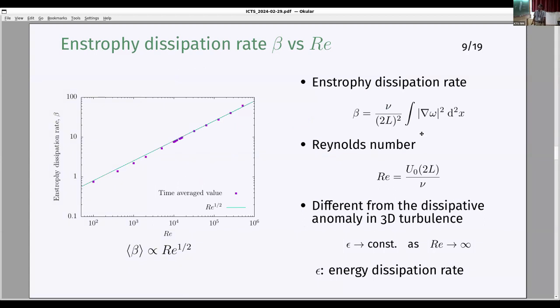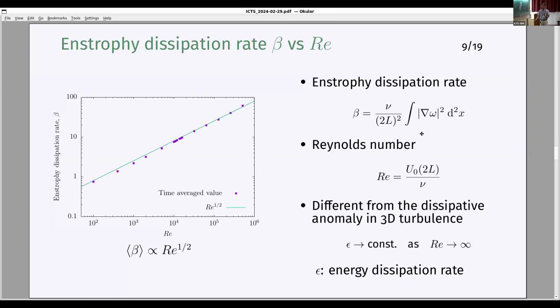Okay, so I showed you the time average, the entropy dissipation rate as a function of Reynolds number. The Reynolds number is defined in this manner, and it grows as we increase the Reynolds number. This situation is very different from three-dimensional turbulence.